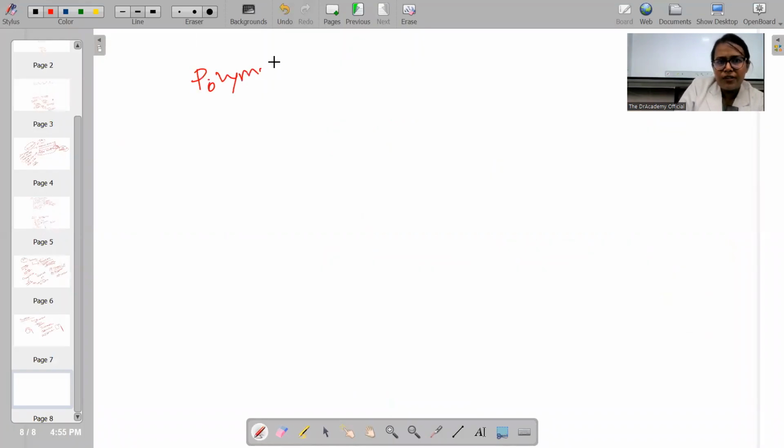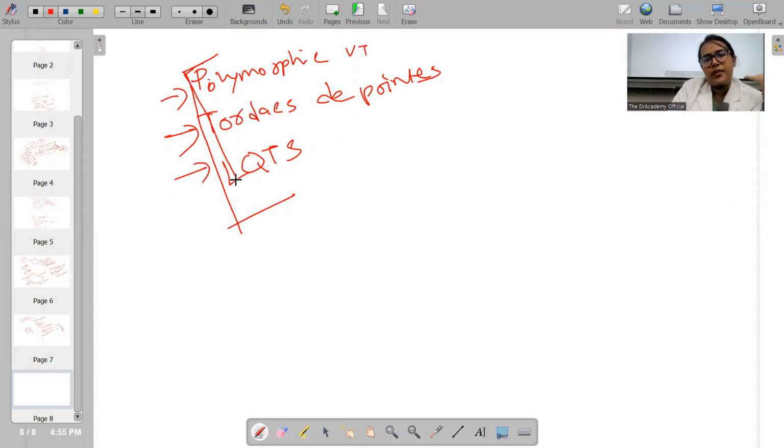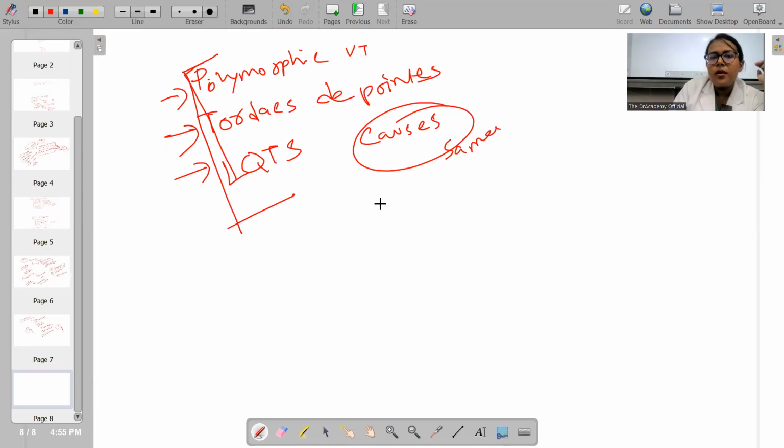One is polymorphic VT. Another one is torsades de pointes, which is actually a Spanish-originated name. And the other one is long QT syndrome. All of these have a very common thing, because the causes are the same and the management is the same. Long QT, if not treated, can develop into polymorphic VT.